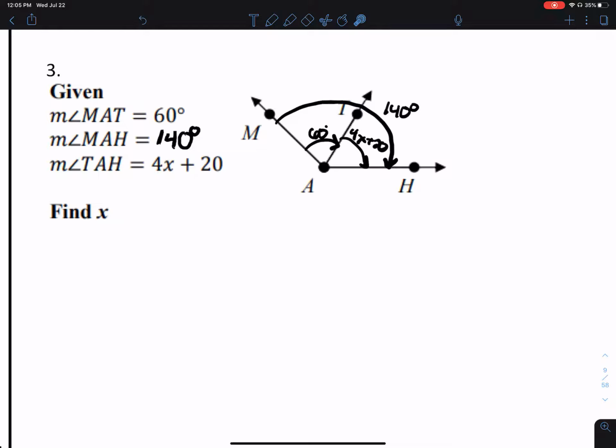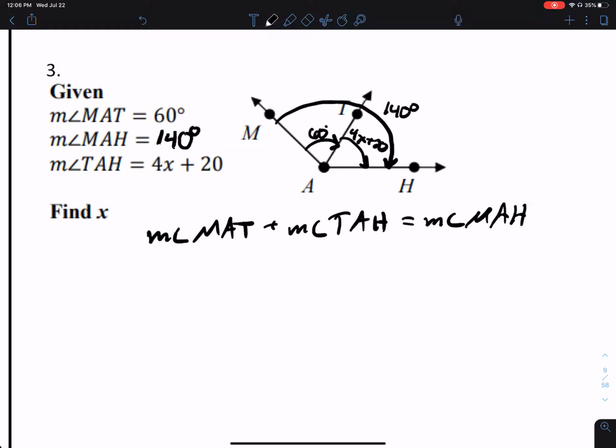So what equation can I write? According to the angle addition postulate, since T is in the interior of this angle, measure of angle MAT plus the measure of angle TAH equals the measure of angle MAH. Do you have to write this equation to get full credit for the problem? Yes, you do. You don't want to write it? It's fine. Just know the consequence is that you will not get full credit. It's a decision you have to make for yourself. Is it worth it?